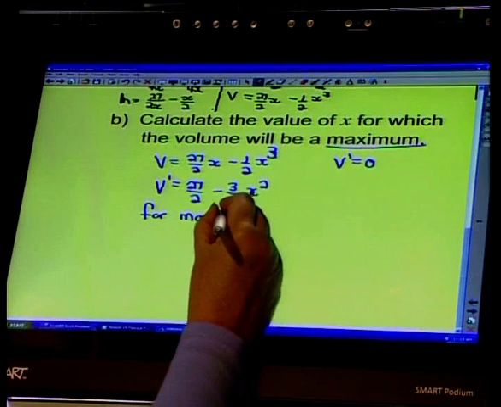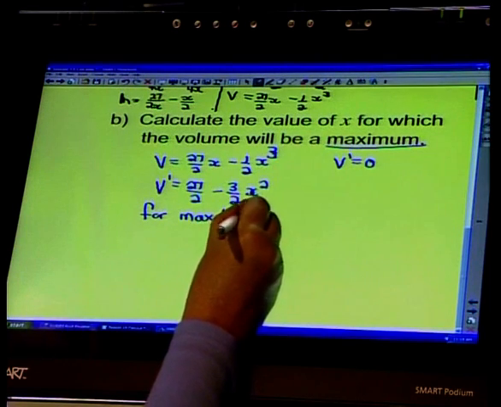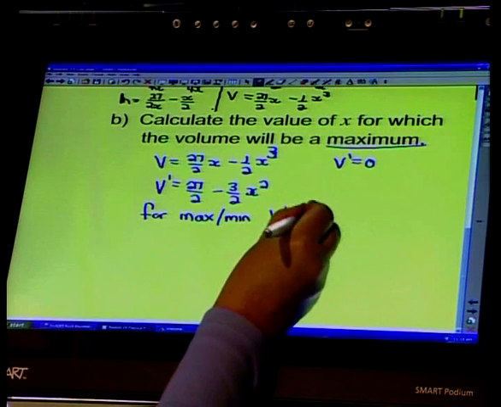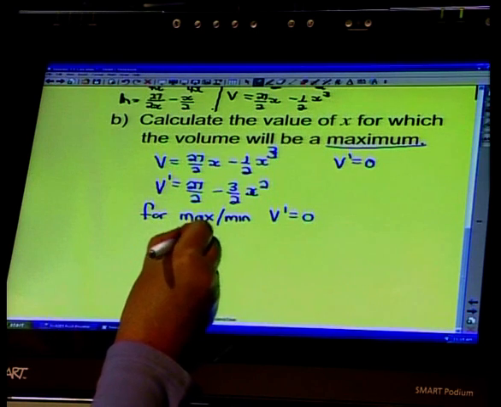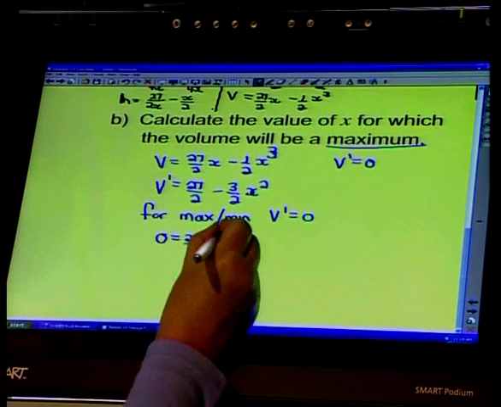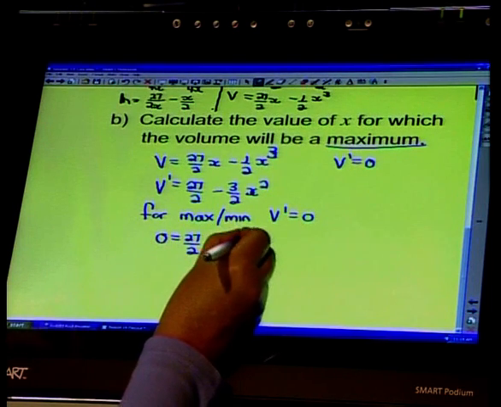So for a max or a min, in fact, our derivative equals 0. So 0 is equal to 27 over 2 minus 3 over 2x squared.